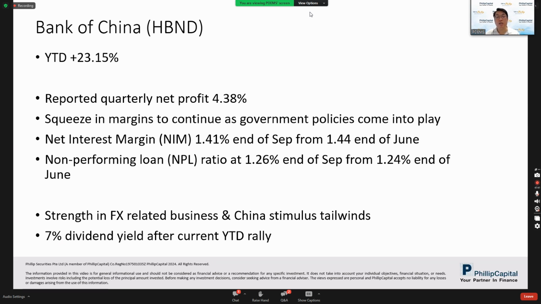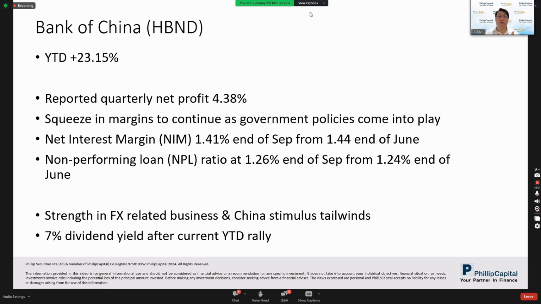And for China, the stimulus tailwind will still continue to push the bank's performance. And one of the other key reasons is that the counter is going to give around 7% dividend yield, even after the current year-to-date rally. So this yield itself will be attractive to certain investors in Singapore, for example, if you want to diversify exposure into a counter that has high dividend, and not only just the local 3 banks.